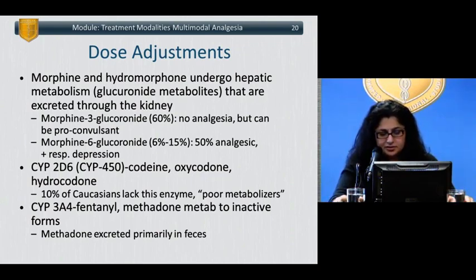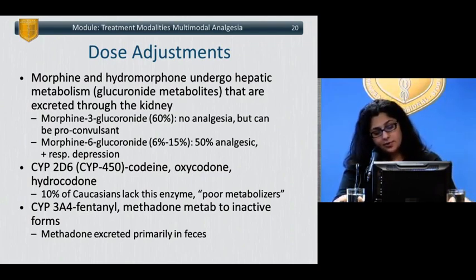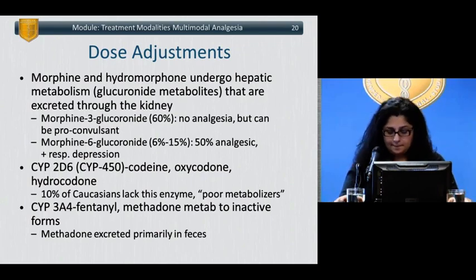Other medications, such as fentanyl and methadone, are metabolized by the cytochrome 3A4 system. And if patients have a deficiency in that, their metabolism may be altered as well.